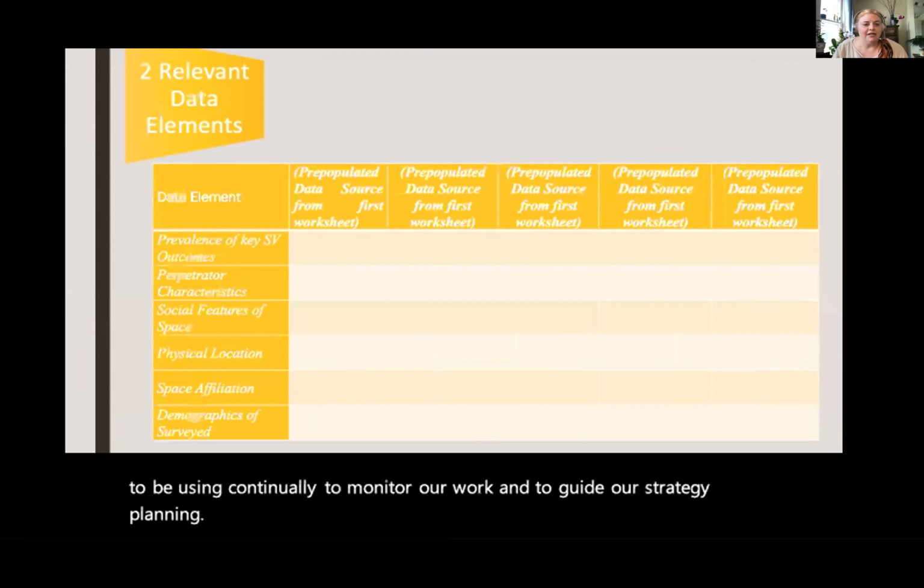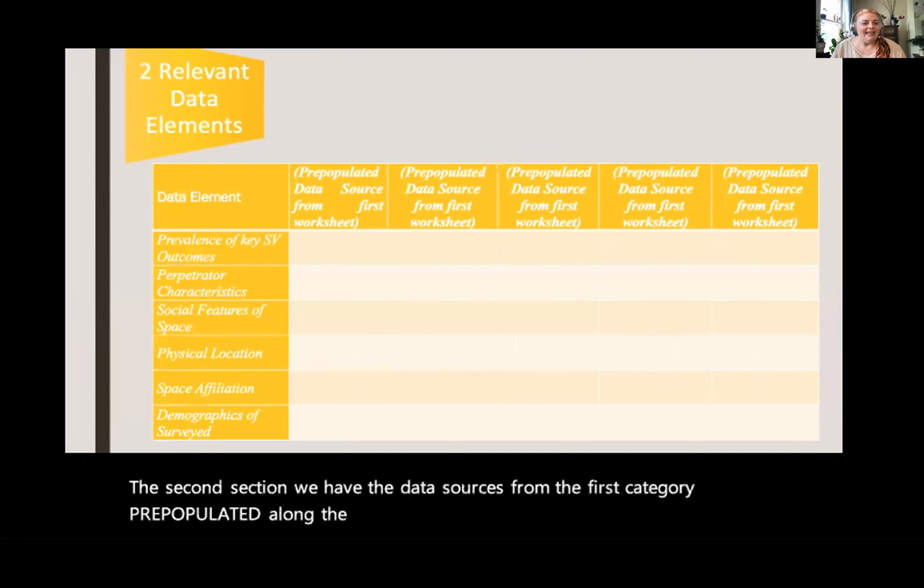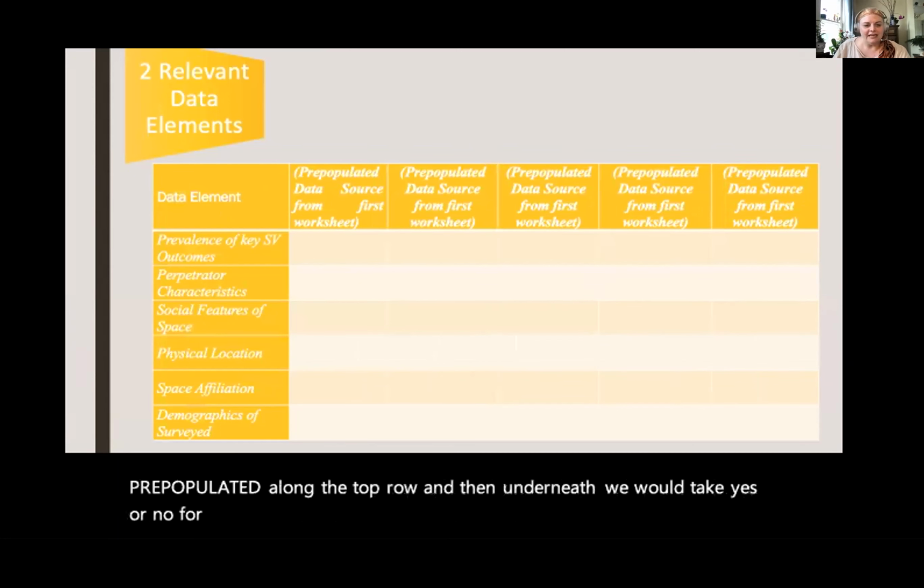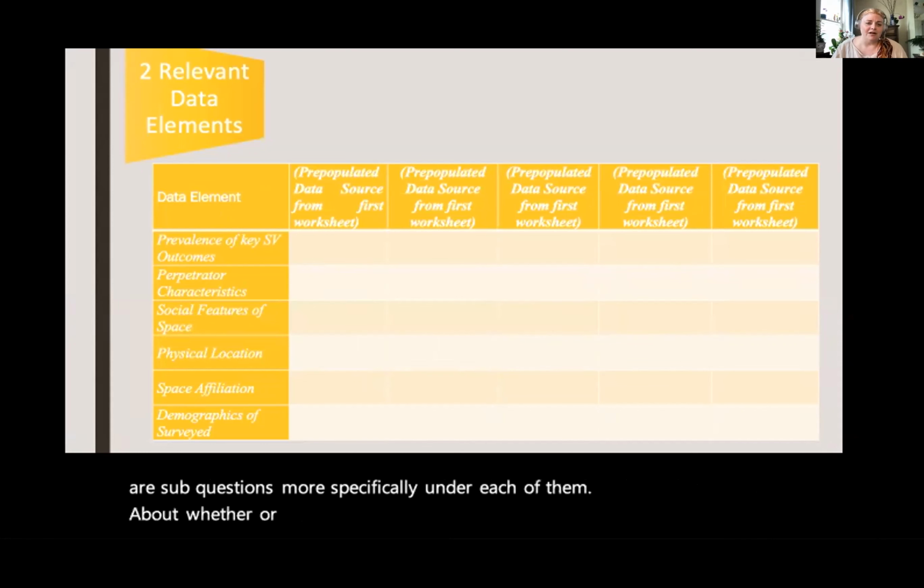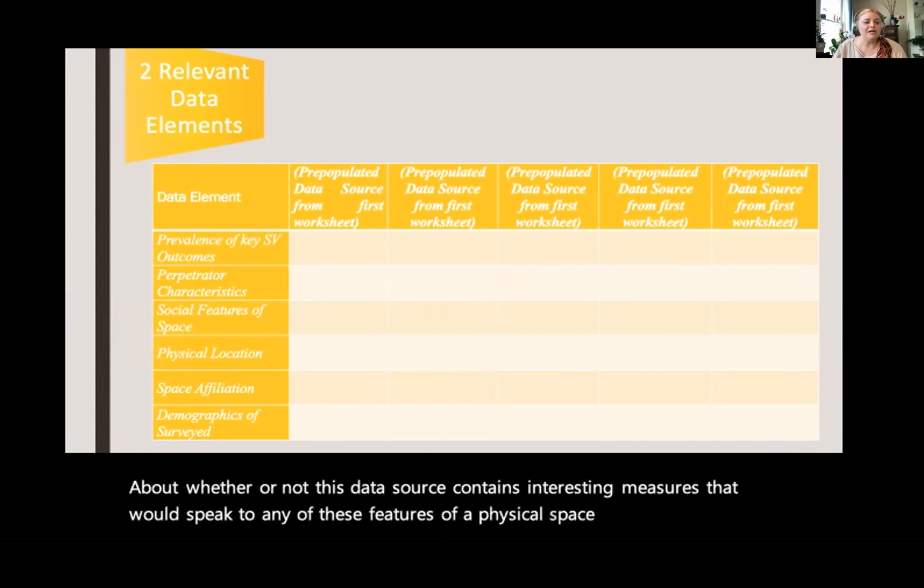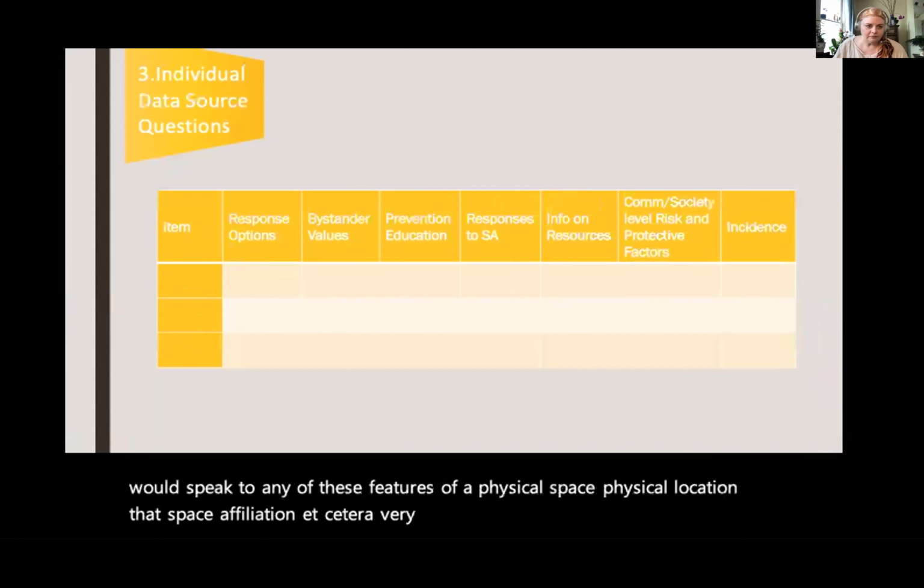The second section, we have the data sources from the first category pre-populated along the top row. And then underneath, we would tick yes or no for whether or not, and these are just the headline categories. There are sub questions more specifically under each of them, about whether or not this data source contains interesting measures that would speak to any of these features of a physical space, physical location, that space affiliation, etc. Very location centric.